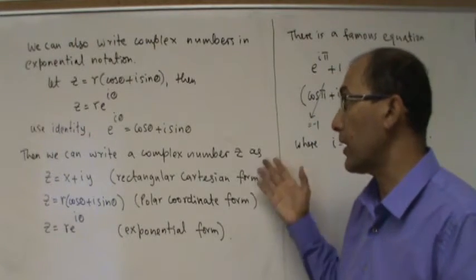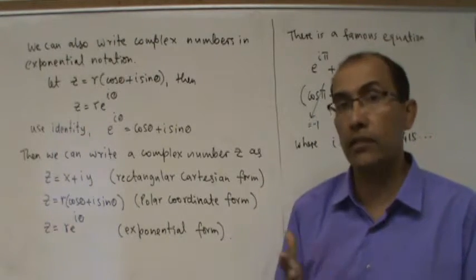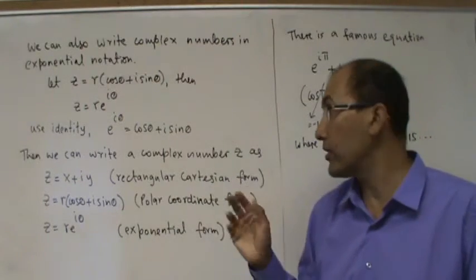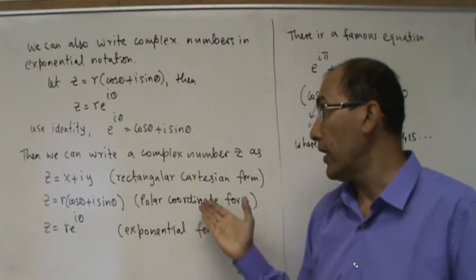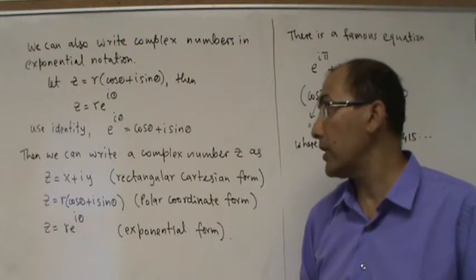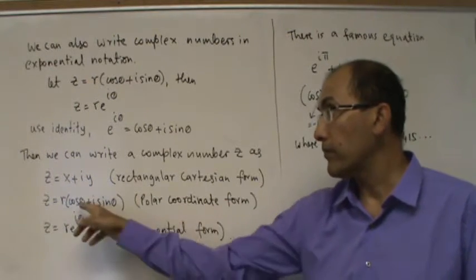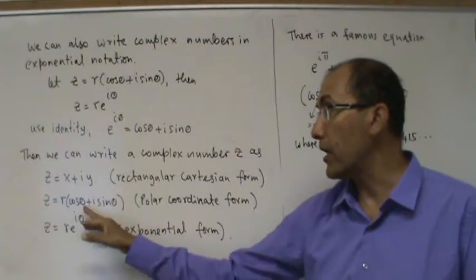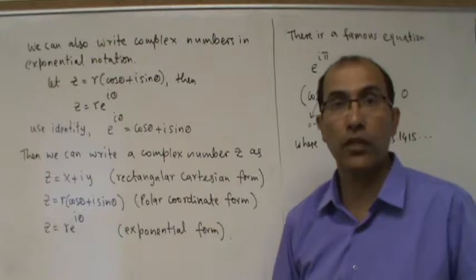So technically we can write a complex number in three different forms. We can write it in rectangular Cartesian coordinates form, x plus iy. I can write it using polar coordinates, r and theta. Or I can write it in exponential form, r e to the i theta, replacing that in exponential form.